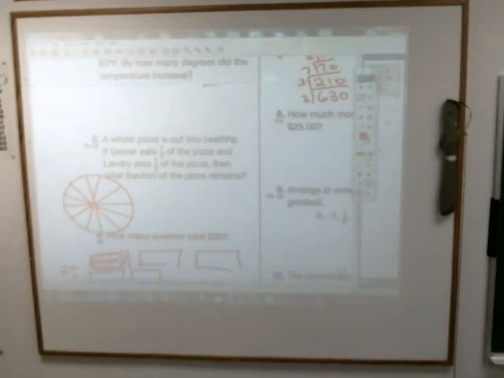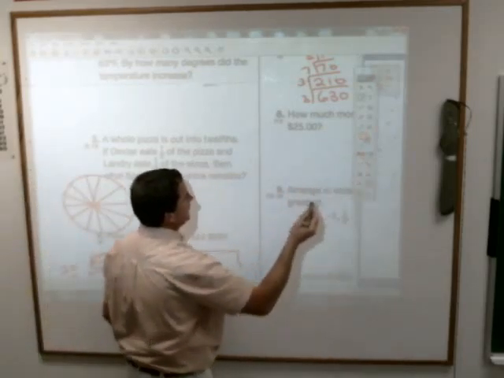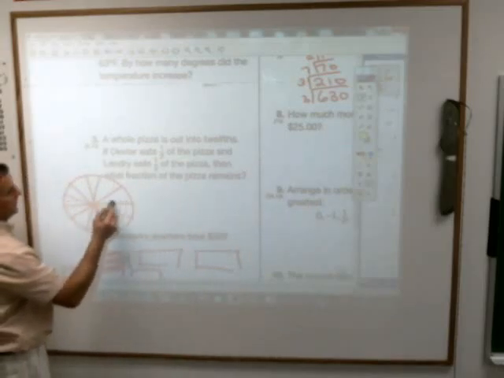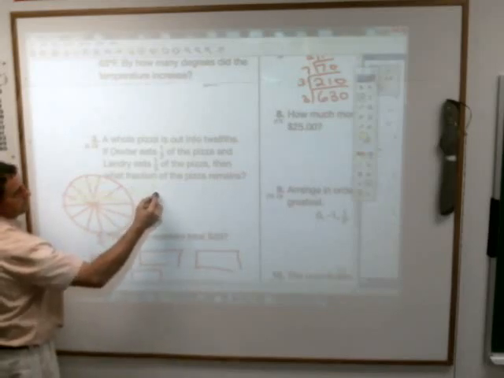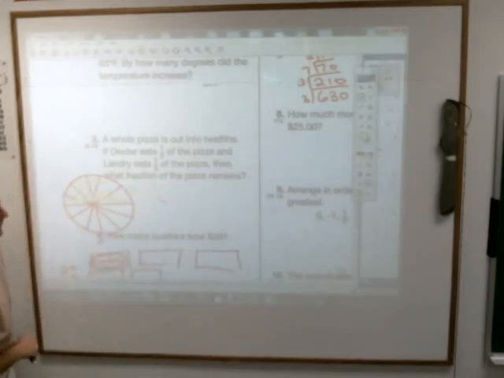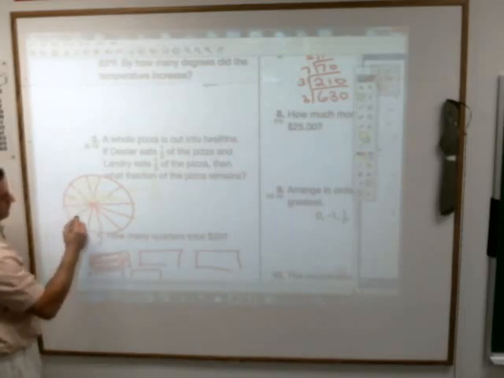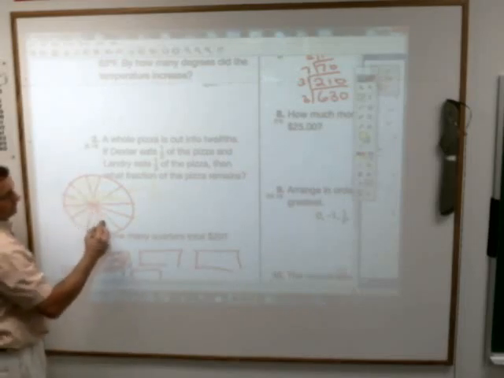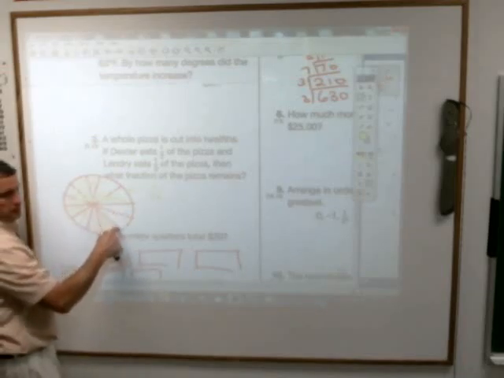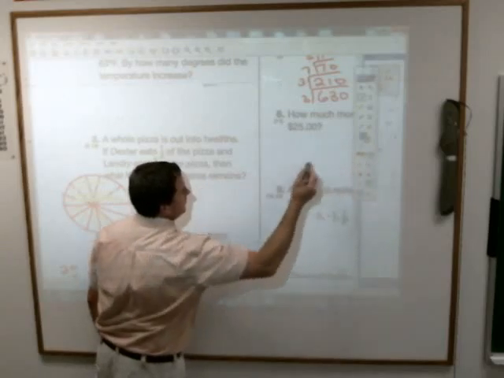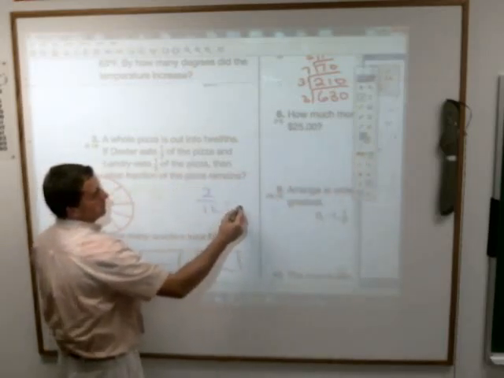If Dexter eats half of the pizza, he's going to eat 6 of the 12s. Landy eats a third of the pizza. How much is a third of 12 pieces? 4 pieces. So you've done 1, 2, 3, 4. What fraction of the pizza remains? Just 2 out of the 12 pieces, which is 1/6.